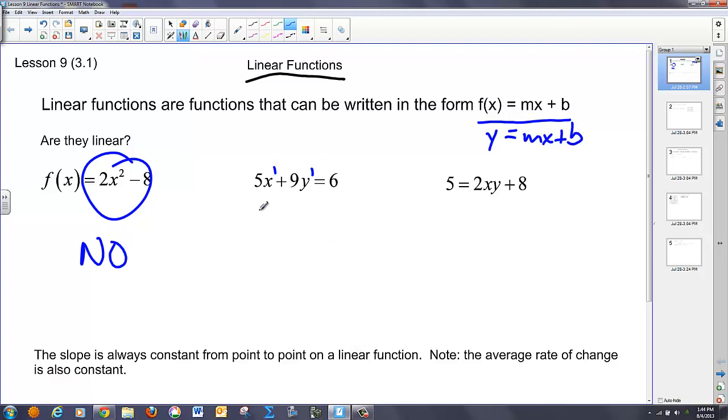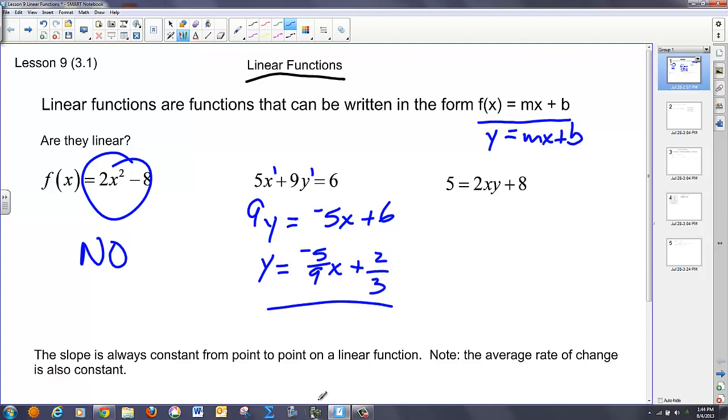so I'm going to solve for y. I have 9y equals negative 5x plus 6, divide both sides by 9, get negative 5/9 x plus 2/3. That's written in the form of y equals mx plus b. So yep, that's linear. In this case, I have exponent of 1, exponent of 1.